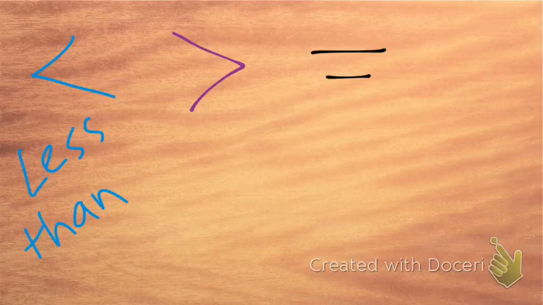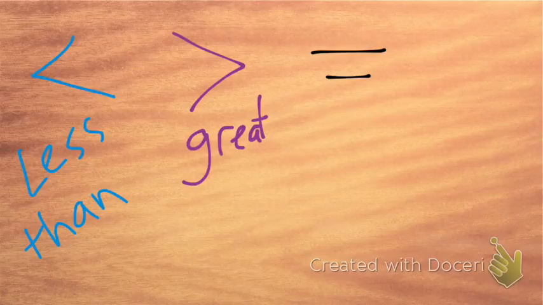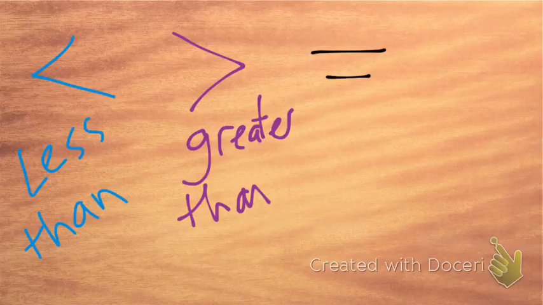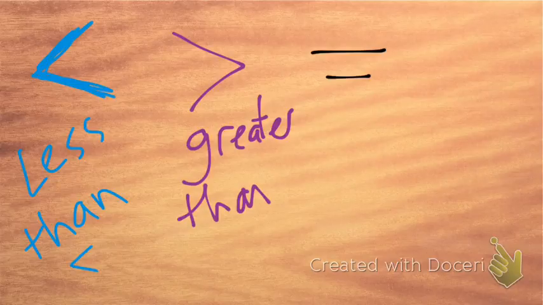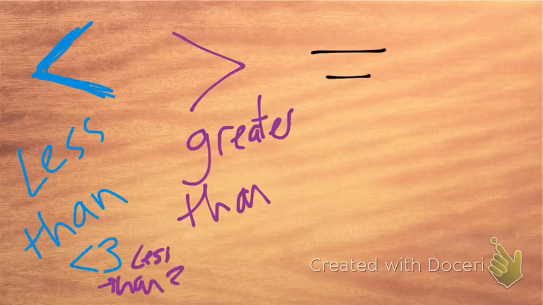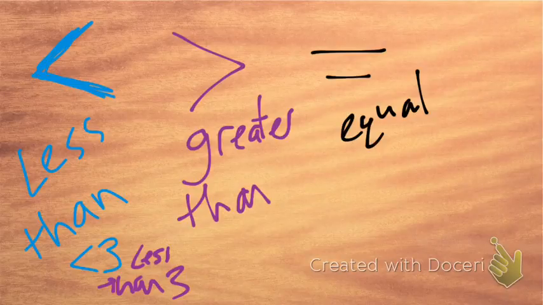The next one is greater than. And I really don't know how to show that's greater than, except for the fact that I know this one is less than. Well, Pac-Man eats the bigger number every time. Another way we can show less than is the less than 3 symbol, which kind of looks like a heart. But this doesn't mean a heart. It means less than 3. And then the last one is equal to.